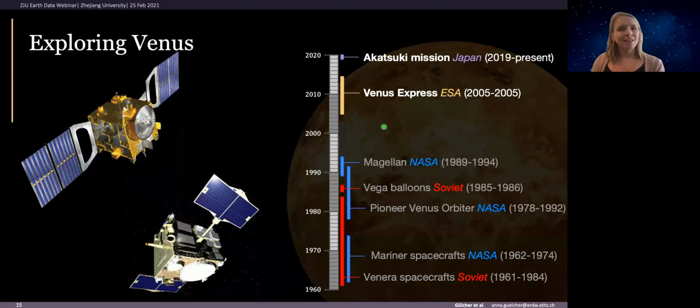So since Magellan, planetary science exploration has been less focused on Venus, but more, for example, focused on Mars. And there have only been 2 relatively recent missions to Venus, the Venus Express by the European Space Agency and the Akatsuki mission from Japan, although the main objectives here are to study the Venusian climate and atmosphere. So for us geodynamicists, the Magellan mission data remains most fruitful up to present day.